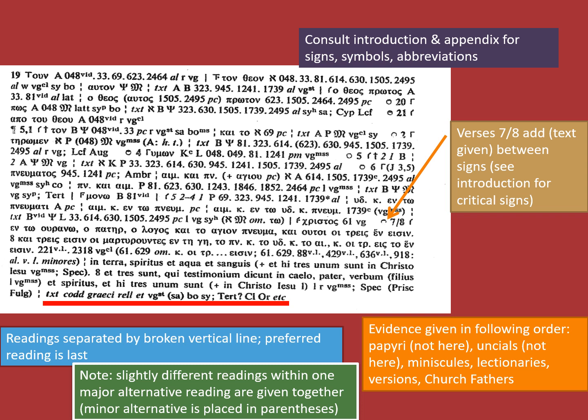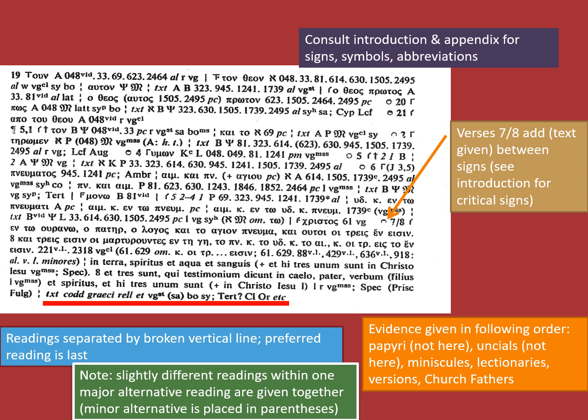On this slide, the white background box is the apparatus in the Nestle-Aland critical edition of the New Testament. And our particular verse is indicated with an open circle at the end of a golden arrow that I've drawn onto the apparatus. Right after that open circle is 7/8, which is verses 7 and 8 of chapter 5. Now, as you look at this for a bit, you can quickly see that there are a lot more signs, symbols, and abbreviations that are used.